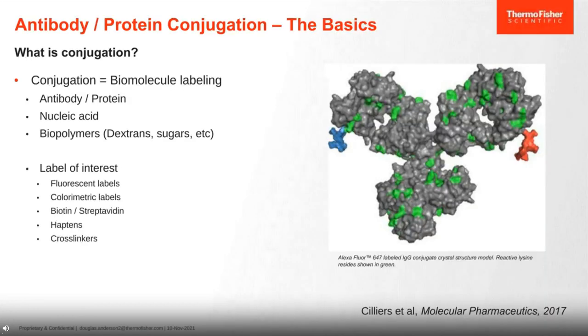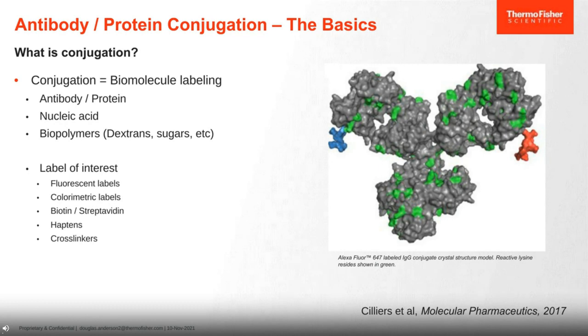So diving right into it, what is conjugation? Conjugation is the technical term we like to use that really just refers to any kind of biomolecule labeling. It is a series of chemistry techniques that we use to refer to any kind of labeling of a biomolecule. This is most often an antibody or a protein of interest, but it can be really any kind of biomolecule: nucleic acids, any kind of biopolymers, glycans, dextrans, really anything in life sciences that you want to attach some kind of label to.